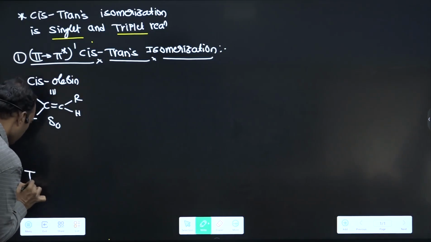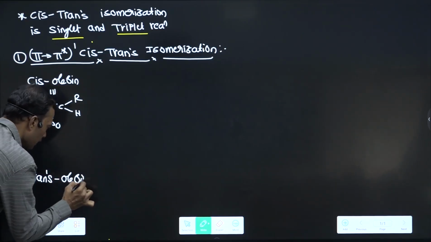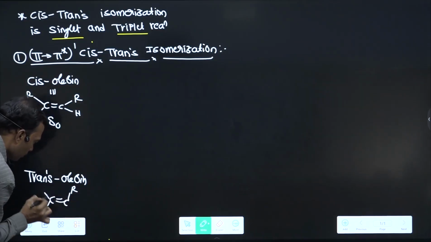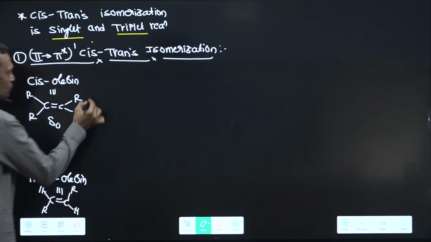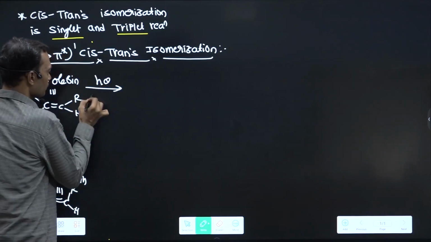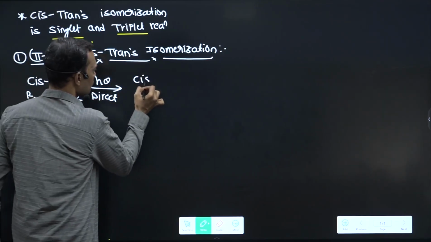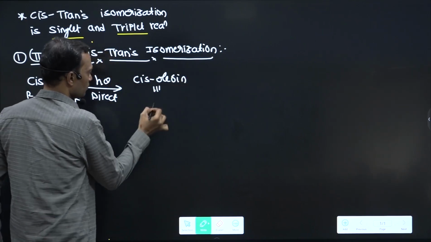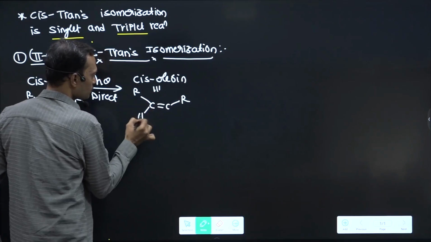Next I am writing a trans olefin. Don't write, just listen first. Here it is a trans olefin. How to write a trans olefin? R above, R below, right? Now this is on photochemical irradiation. It is a direct process. So what is direct? Cis to cis only, cis olefin. Now here what will we get? This is cis and here also cis.